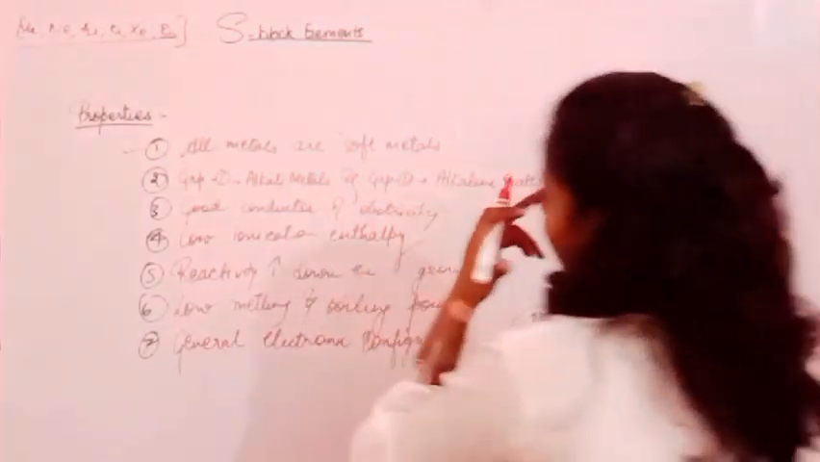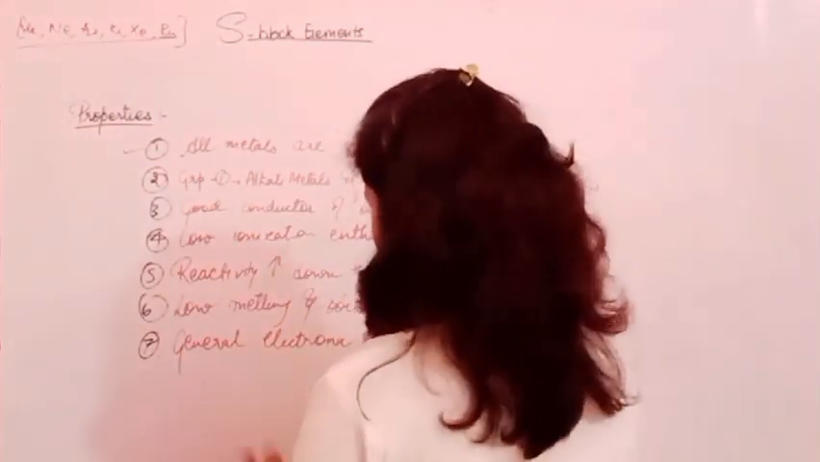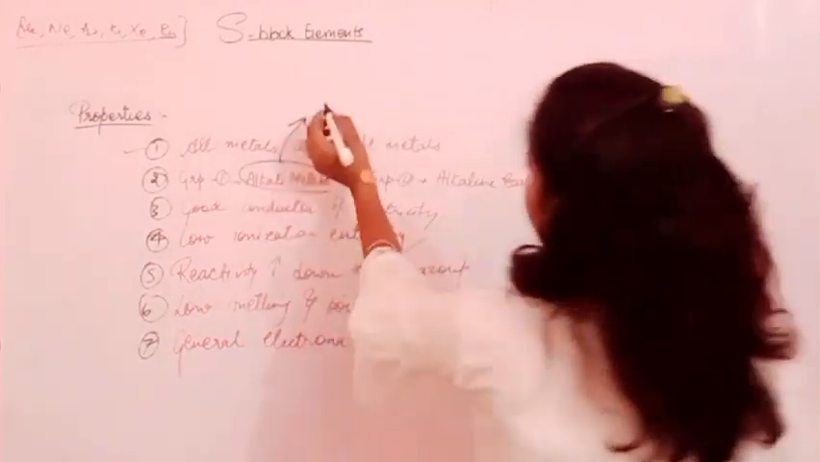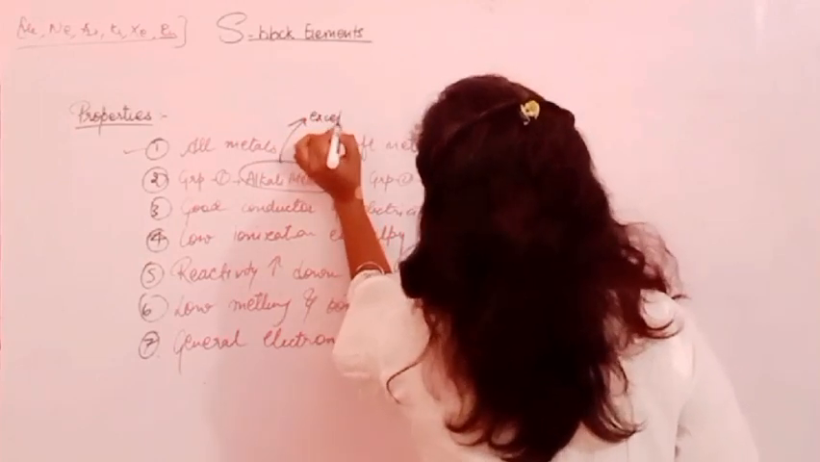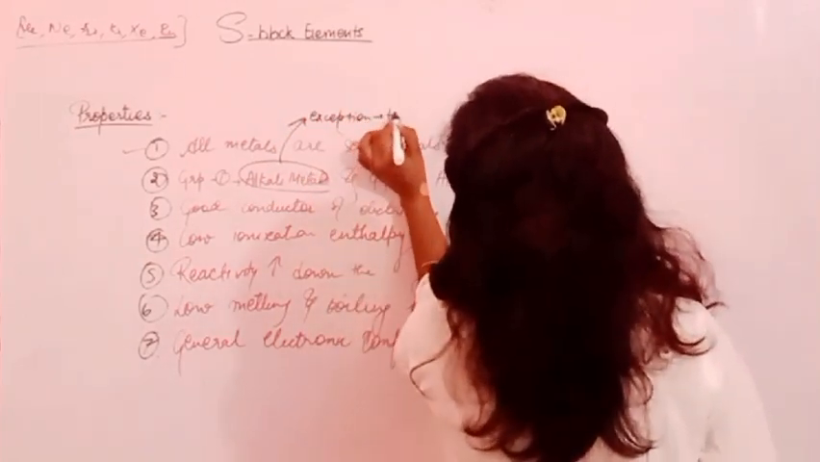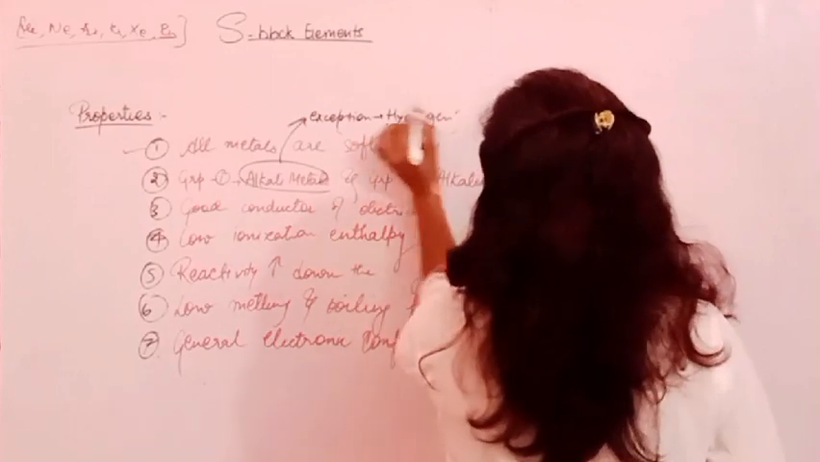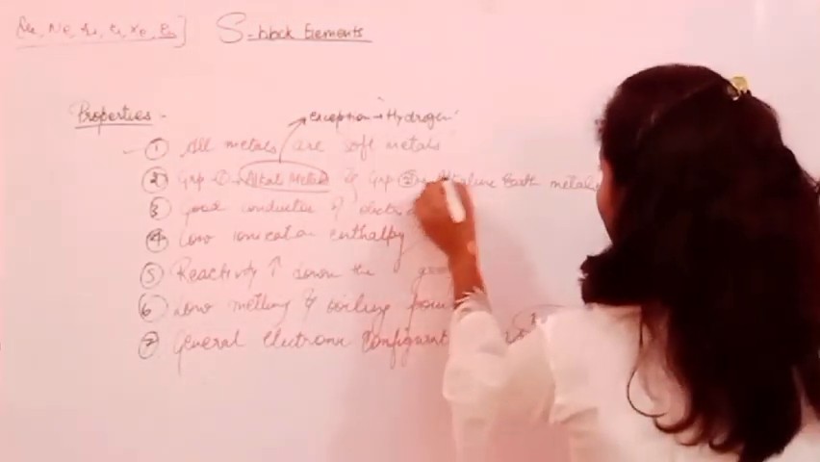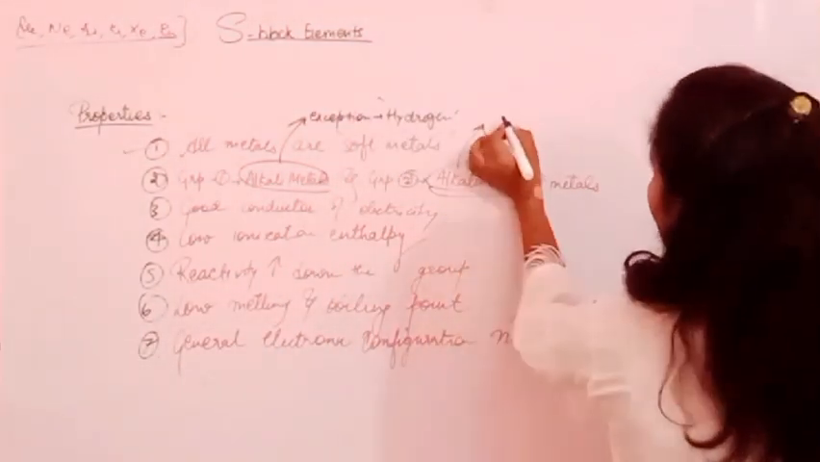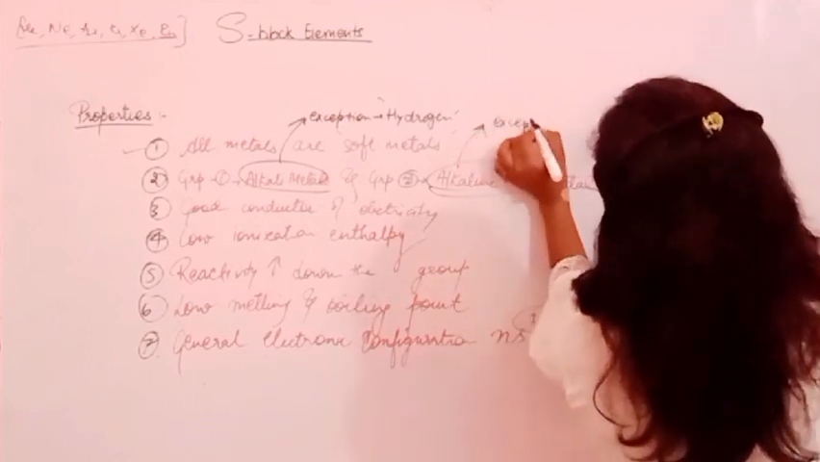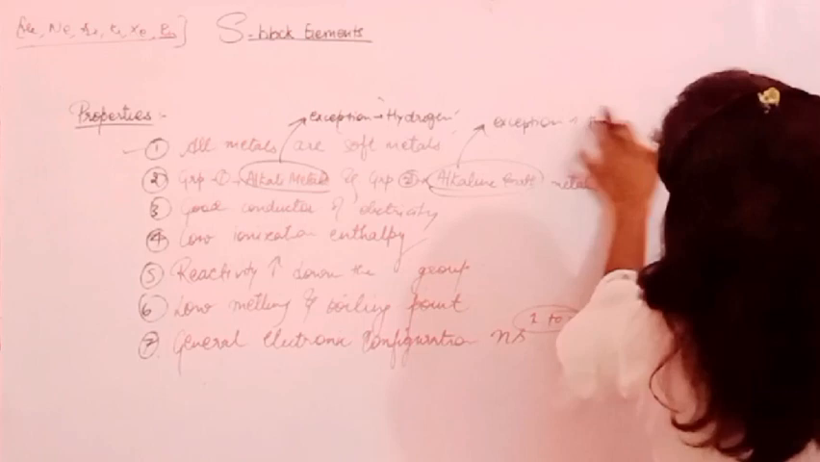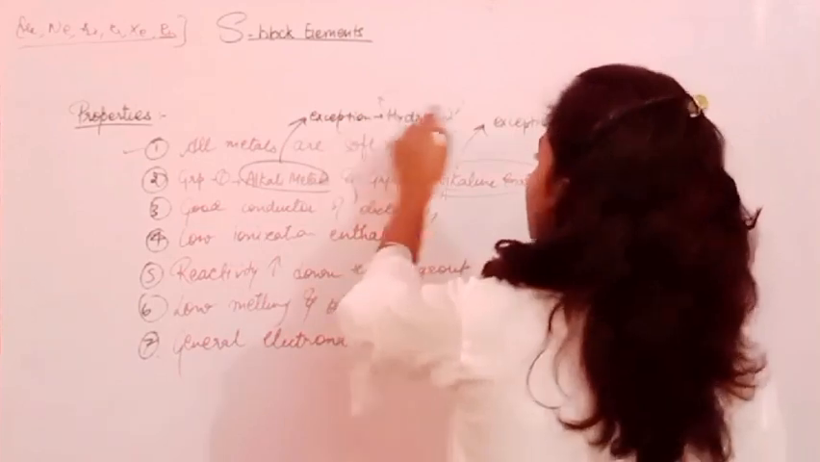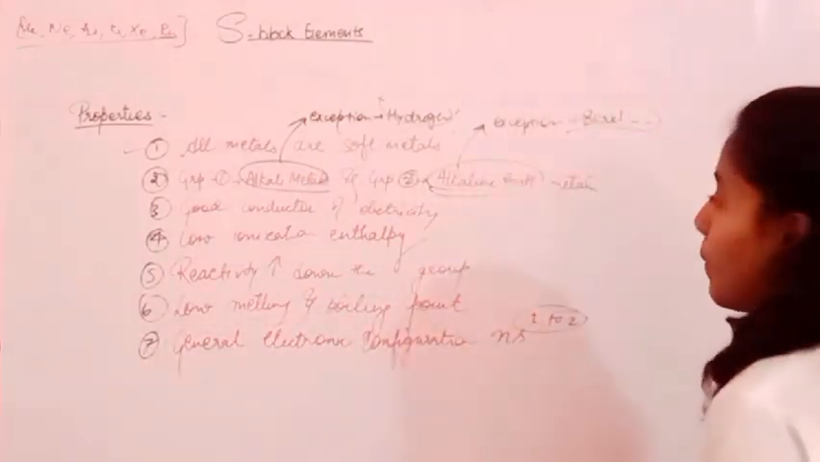Now also, group number one is your alkali metals. Remember, in alkali metals there is an exception, and what is the exception? Except hydrogen. Every element in group number one is called an alkali metal. Similar goes for group number two, where the exception is beryllium. Beryllium is an exception in group number 2 and hydrogen is an exception in group number 1.